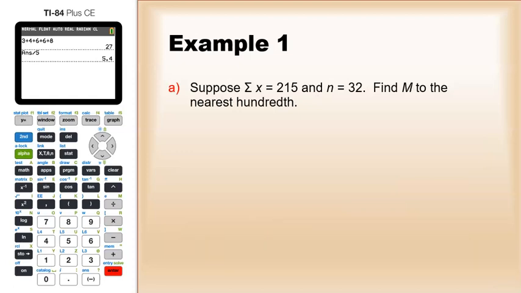Alright, a couple examples. First, suppose we know the sum is 215 and the count is 32. So let's find the mean to the nearest hundredth. Well, we know the sum, we know the count, so the mean is going to be the sum divided by the count. It's going to be 215 divided by 32. So 6.72.